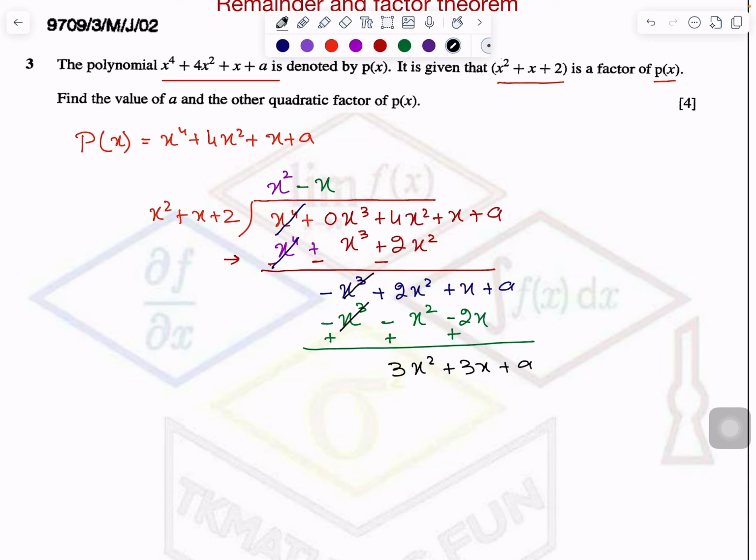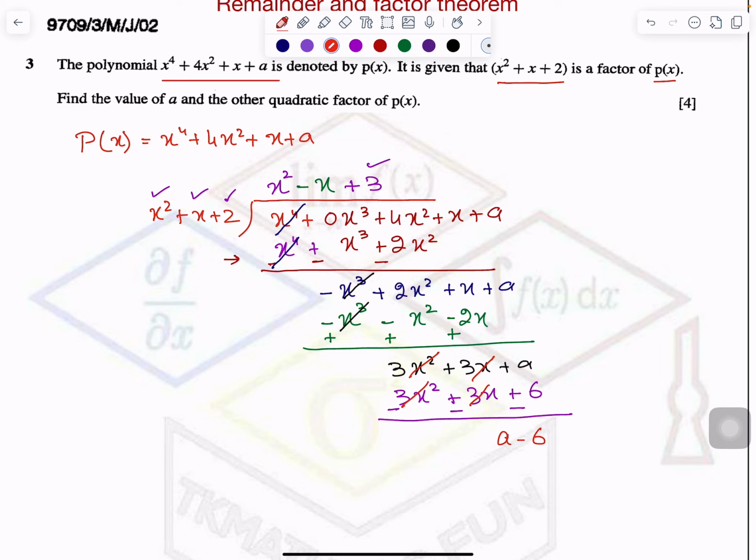Just a minute. Now I will see what I will multiply it by to get 3x square. It is very obvious, I will multiply it by 3. X square multiplied by 3 will be 3x square. Then this x multiplied by 3 is 3x. Then this 2 multiplied by 3 is 6. Signs will change again. Now what will happen? This will cancel out. This will cancel out. What did you get here? A minus 6, and you will put it equal to 0.